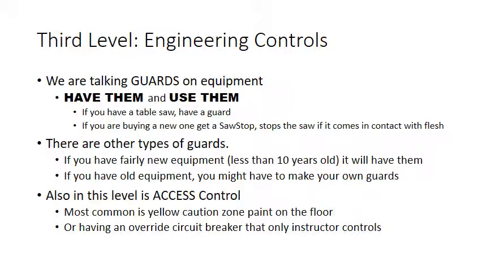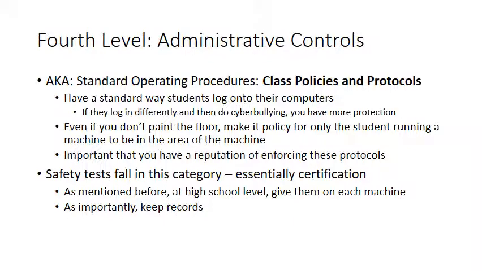But this can also be access control of circuit breakers that are turned off so that students can't use certain machines, and the instructor is the one that has access to it. So there are plenty of ways to make sure that you can control access. The fourth level is administrative controls, and this is standard operating procedures. In our case, it's the class policies and protocols.